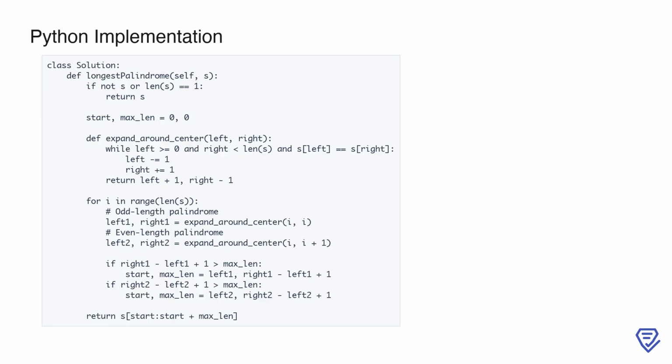Finally, we extract the substring corresponding to the longest palindrome using the start index and max_len and return it as the result. The time complexity of this approach is O(n²), where n is the length of the string, as each expansion takes linear time. The space complexity is O(1), since no additional data structures are used, making this solution efficient and optimal for the problem.